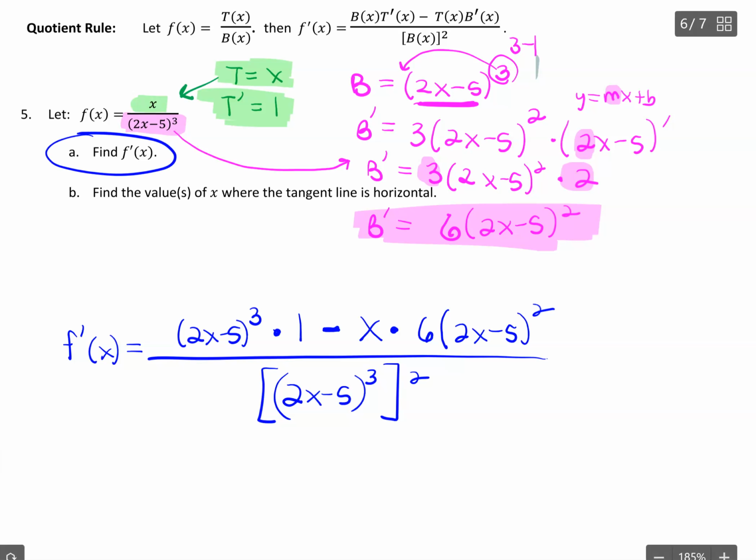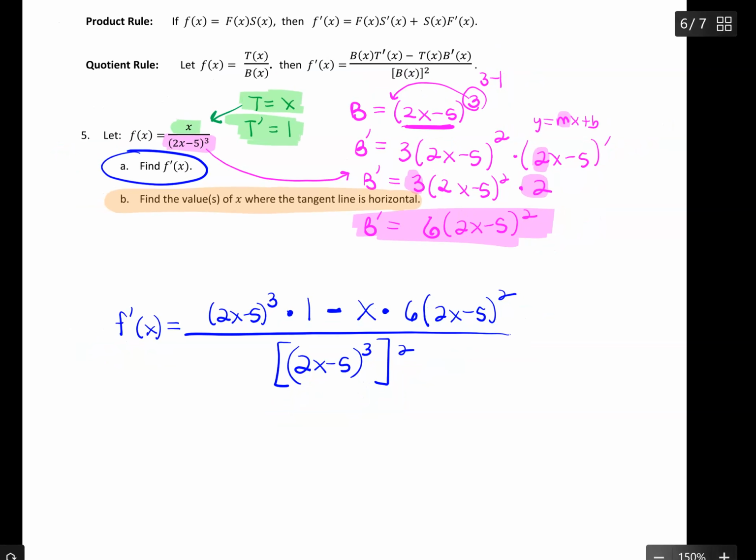In part A, if they're just asking us to find f prime, I could type this raw derivative into my MATLAB exactly as I've written it, and my MATLAB will count it right. However, we're being asked to do part B, which is to find the values of x where the tangent line is horizontal. So we definitely want to clean up this derivative before we even attempt part B. So let's go ahead and clean this up a little bit.